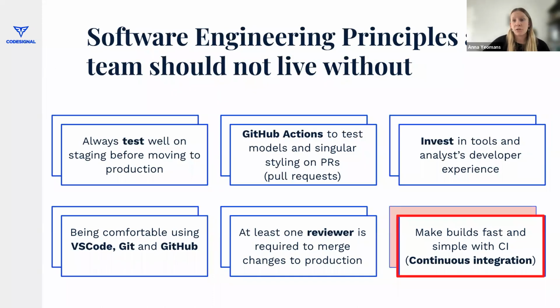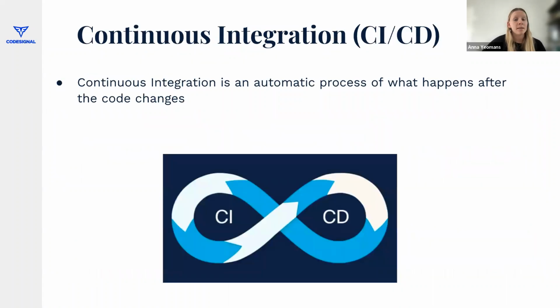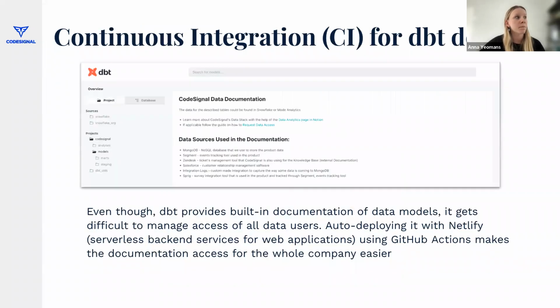Another software engineering principle is continuous integration. That means pretty much automating what happens after there is any code change. The idea is to remove any manual steps from testing the new code, deploying the new code, and any other parts that might be a part of the code change, automatically, without any effort from an analyst or an engineer, depending on who is building a data model.